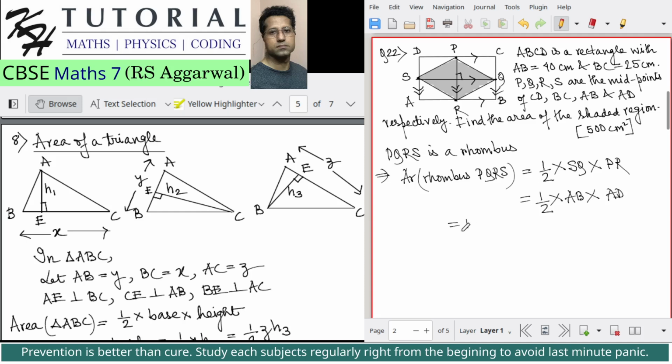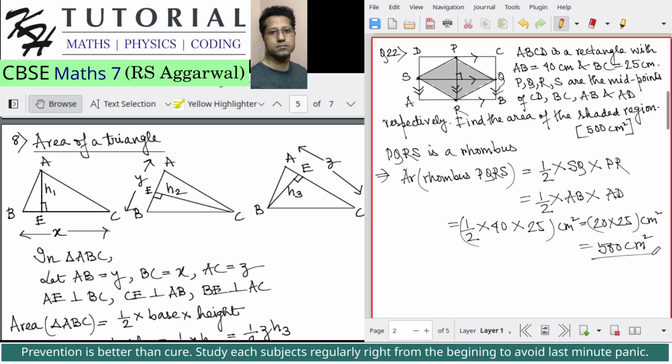So this is equal to half multiplied by AB, which is given to be 40 centimeter, and AD or BC, which is given to be 25 centimeter. So this is equal to 20 multiplied by 25 centimeter square, and this is equal to 500 centimeter square.